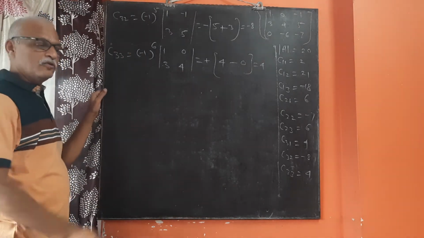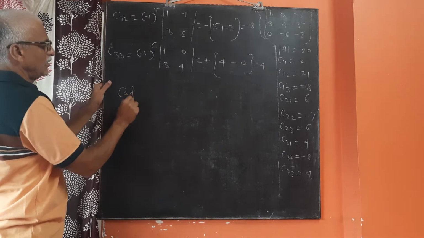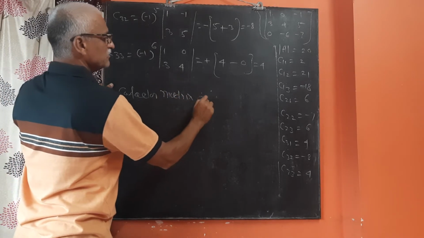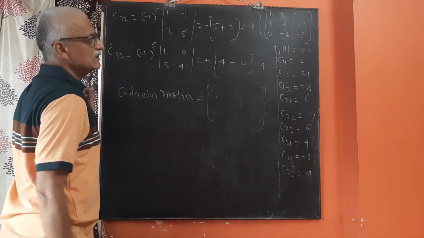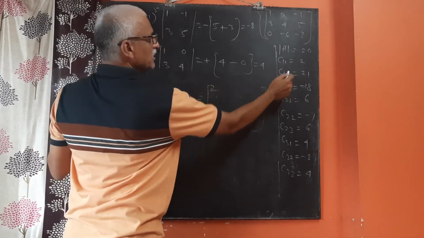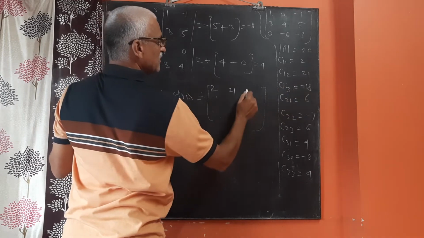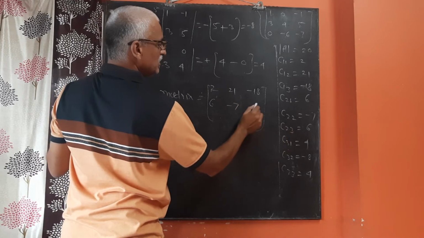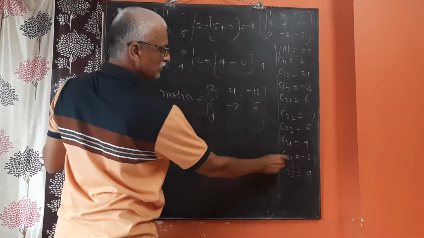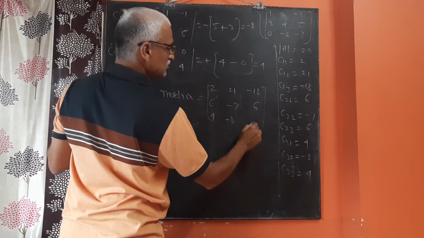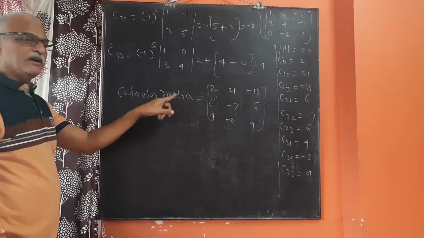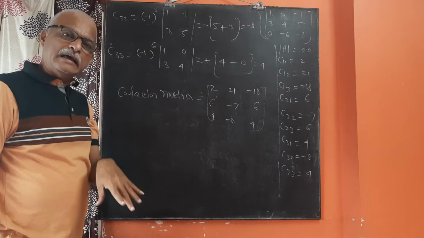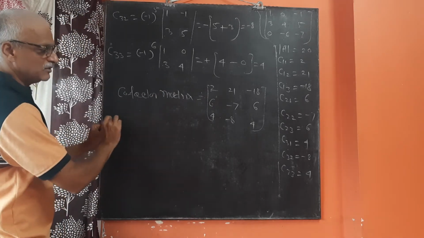Now we have to write down the matrix of cofactors. So the cofactor matrix is equal to, putting in the values: C11 is 2, C12 is -18, C21 is 6, C22 is -7, C23 is 6, C31 is 4, C32 is -8, and C33 is 4. This is the cofactor matrix of the given matrix. After the cofactor matrix, what do you have to find? The adjoint matrix. The adjoint matrix is nothing but the transpose.